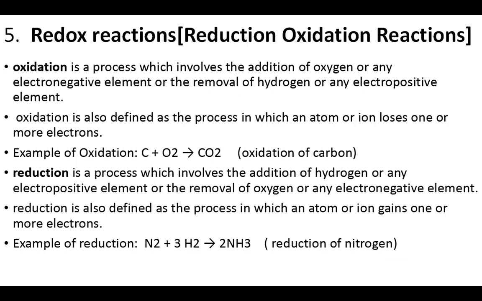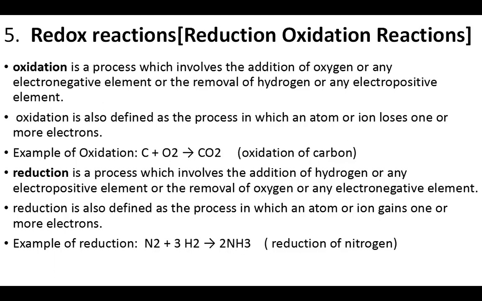The last type of chemical reaction is the redox reaction, which is abbreviated from reduction-oxidation reaction. In this reaction, there are two processes: oxidation and reduction. Starting with oxidation, that is the process which involves the addition of oxygen or any electronegative element, or the removal of hydrogen or any electropositive element. So simply, oxidation can be either of those.